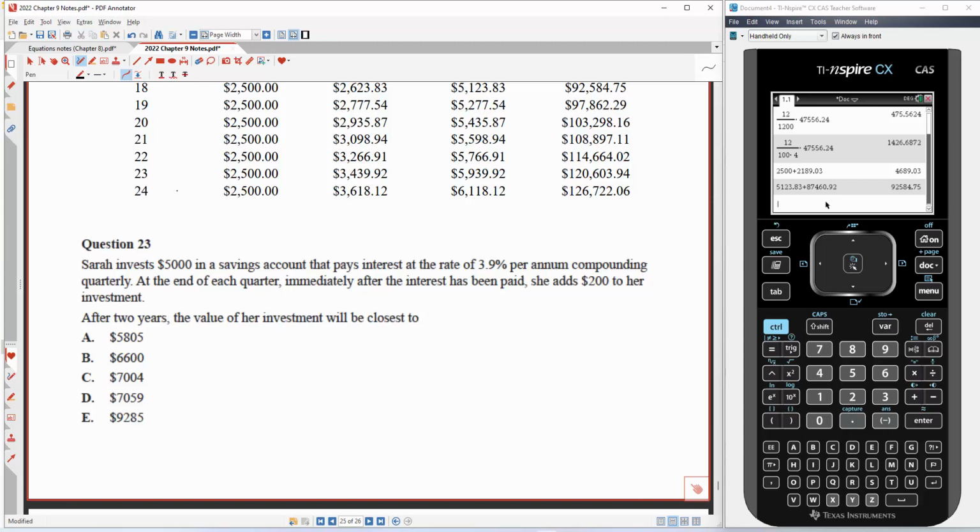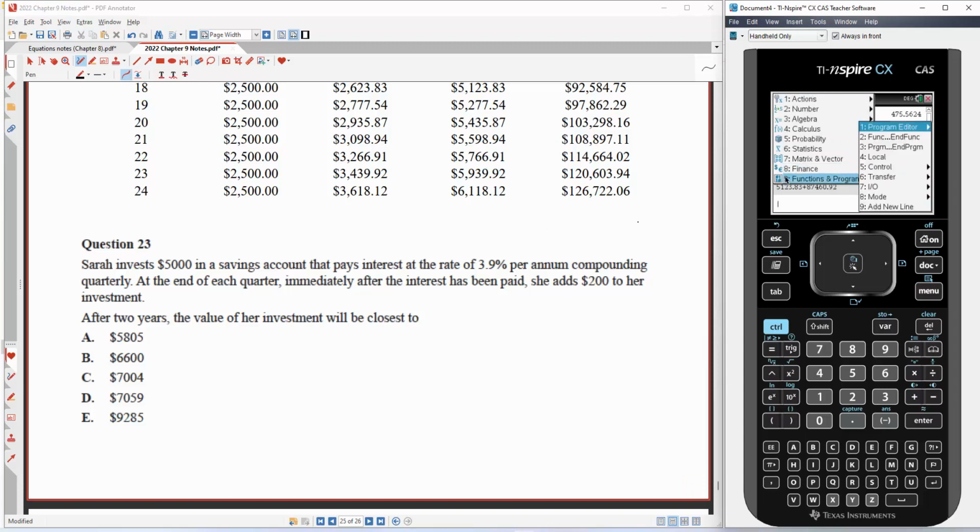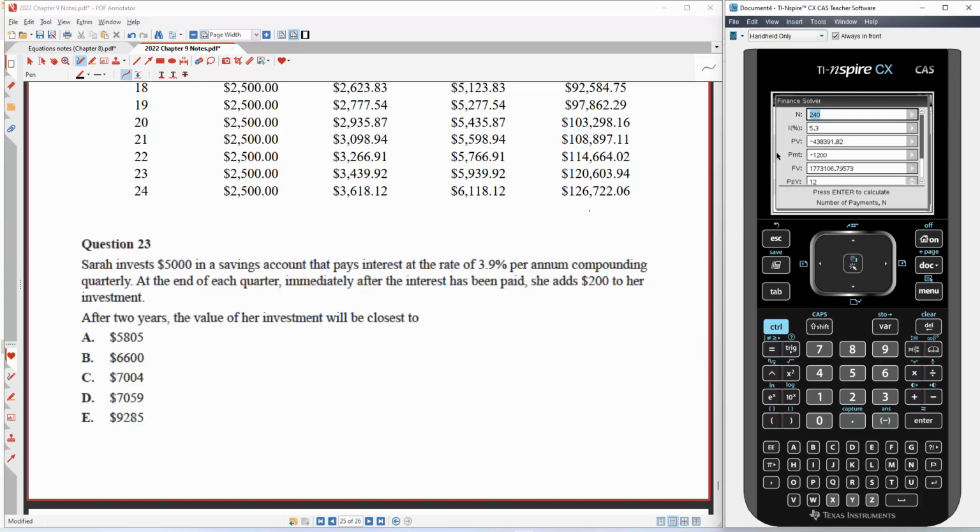Alrighty, let's do a couple of questions. So Sarah invests $5,000 in a savings account that pays interest. All right, so this is clearly Financial Solver. Let's go back over to Financial Solver. Okay, invests means she gives the bank. Interest rate is 3.9. Compounding quarterly. At the end of each quarter, immediately after the interest has been paid, she adds 200 to her investment. So that's the payment. It's 200.